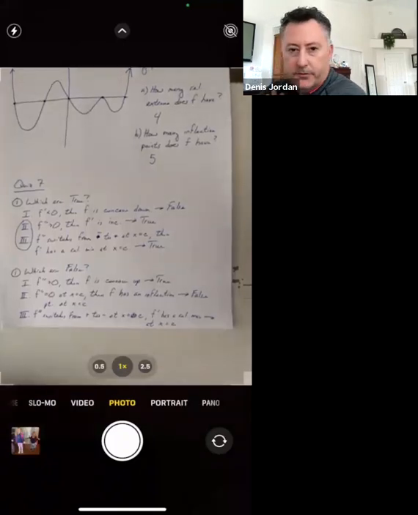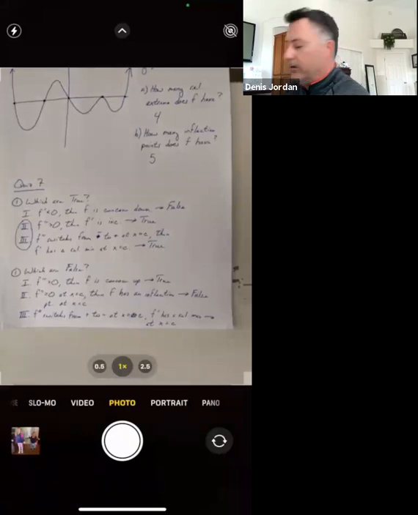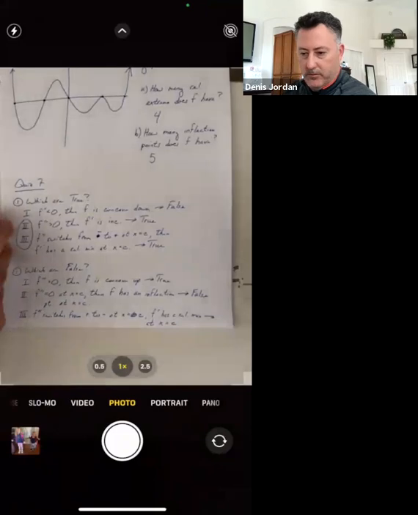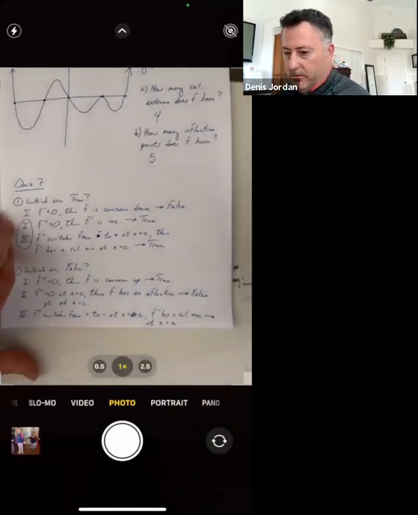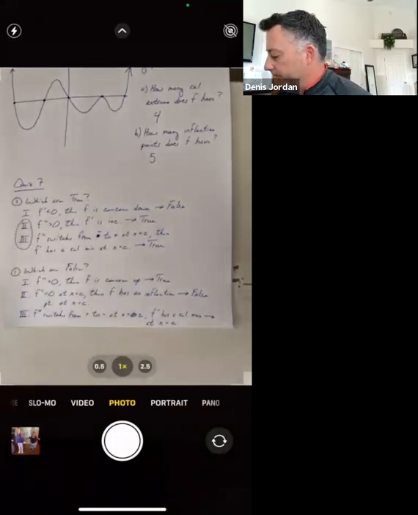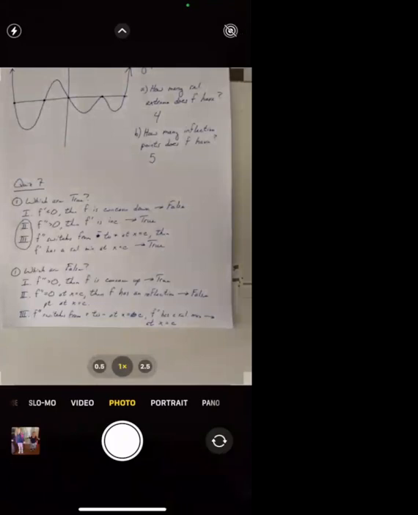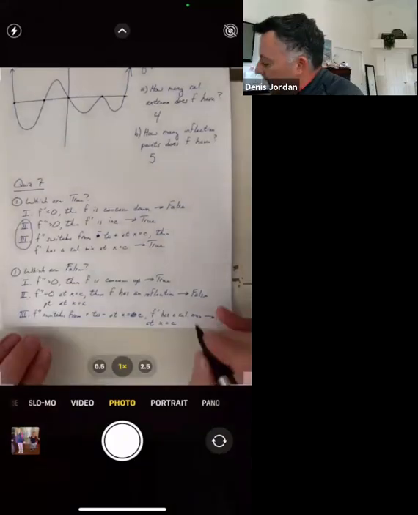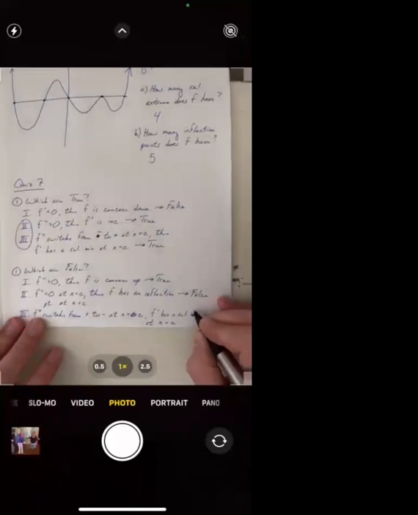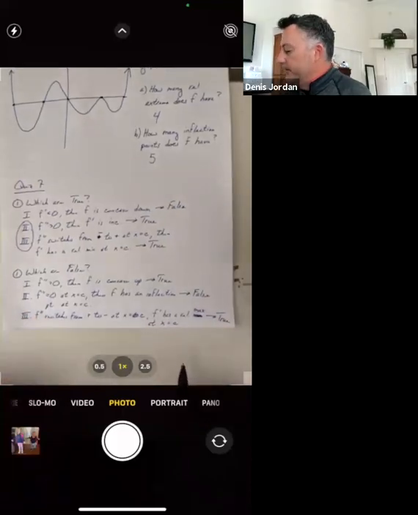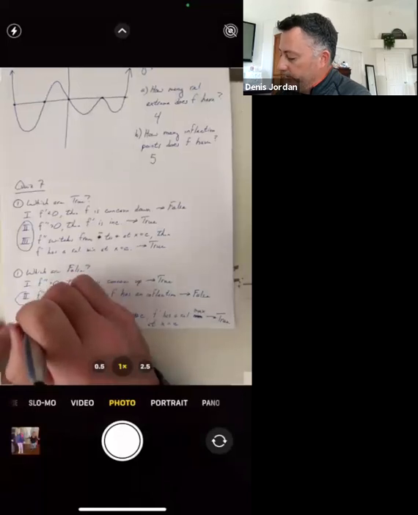So would that be true or false? Does it say relative max? It does say relative max. Then I think it's true. Yep. So the only false statement was that second one.